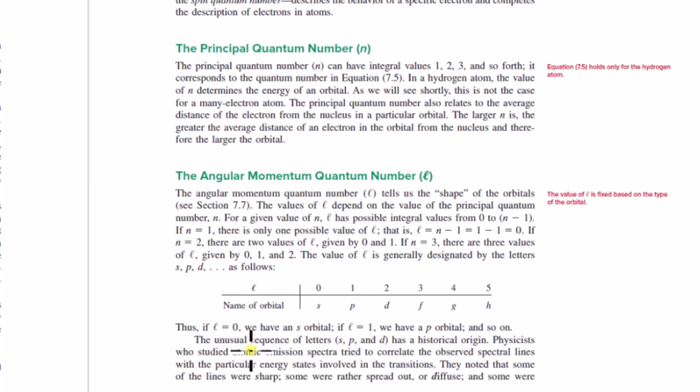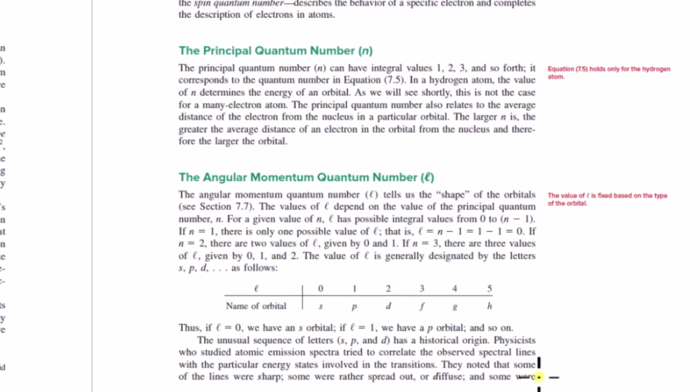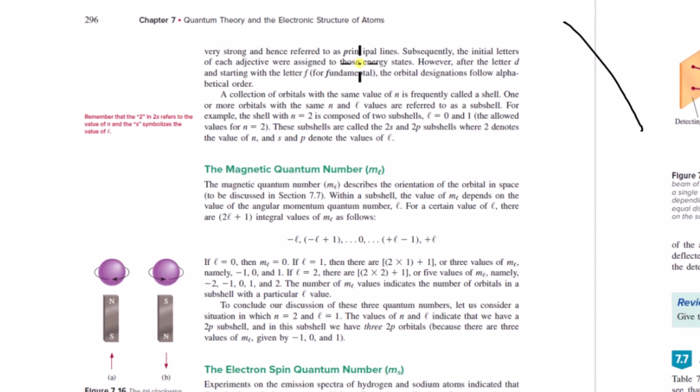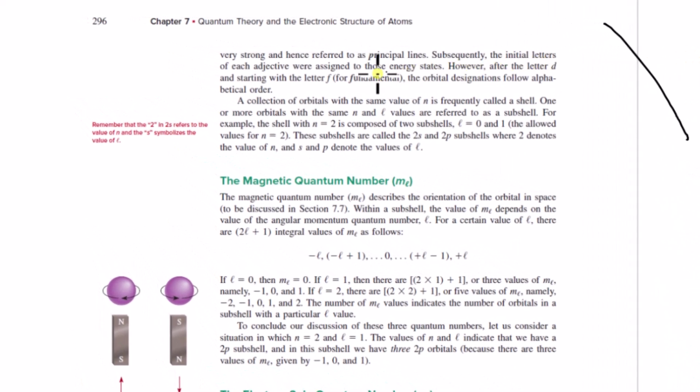All right. The unusual sequence of letters s, p, and d has a historical origin. Physicists who studied atomic emission spectra tried to correlate the observed spectral lines with the particular energy states involved in the transitions. They noted that some of the lines were sharp, some were rather spread out or diffuse, and some were very strong and hence referred to as principal lines. Subsequently, the initial letters of each adjective were assigned to those energy states. However, after the letter d and starting with the letter f for fundamental, the orbital designations follow alphabetical order.